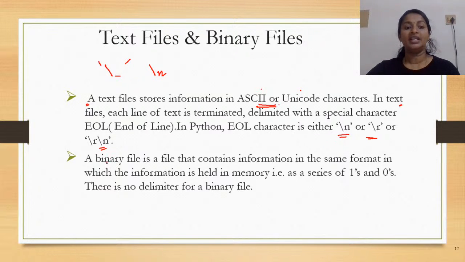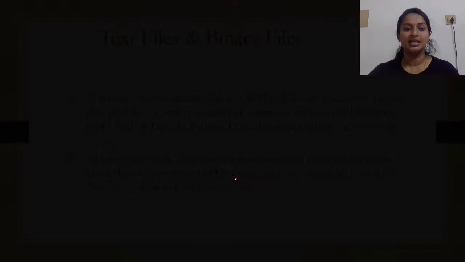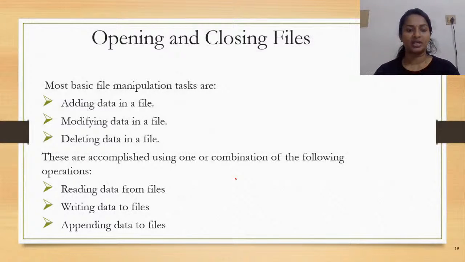Next, getting to the binary file. This is a file wherein the information is stored as a series of ones and zeros. This is how it is stored in memory also, like Vishwa asked before. In this case, there is no delimiter for binary files because the system doesn't need one. Next we're going to learn how to work with text files.